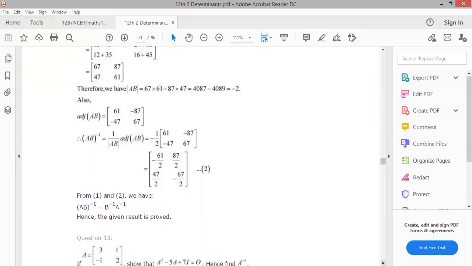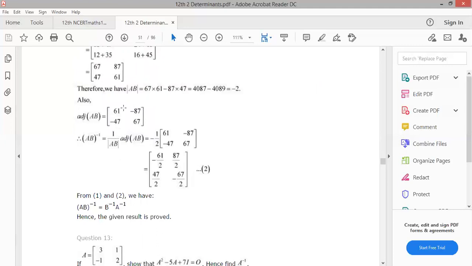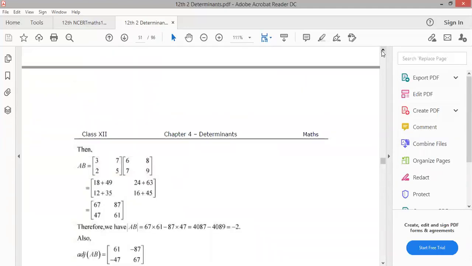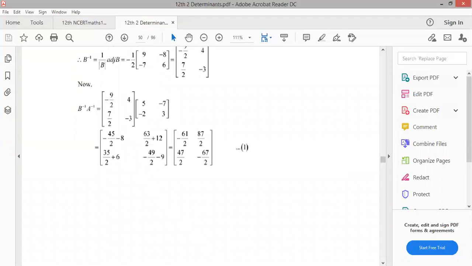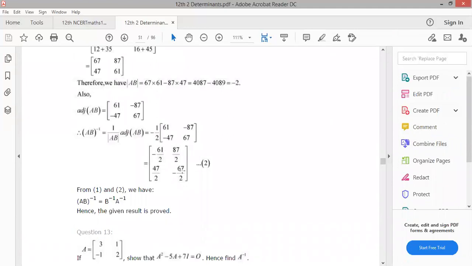If this is a non-singular matrix, we will find the cofactors of this AB, and we will transpose the matrix of cofactors. So the matrix of cofactors is like this. This is the adjoint of AB. Yes, AB whole inverse is equal to 1 by determinant of AB into adjoint of AB. That's equal to this. You can see from equation number first and second that these are equal. Yes, you can check. This is equation first, and this is equation second. They're equal. So what do we conclude? We conclude that AB whole inverse is equal to B inverse A inverse, and this proves the result.